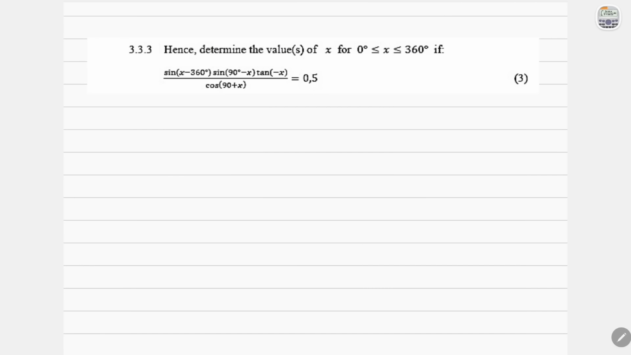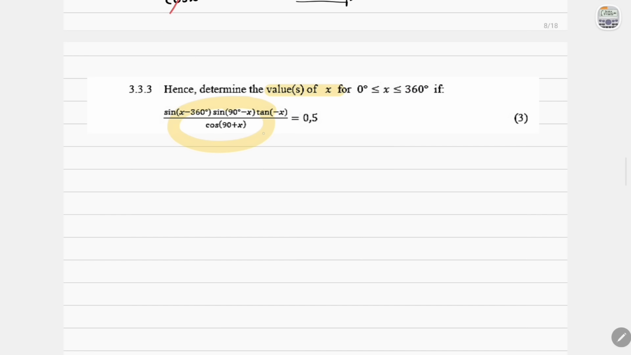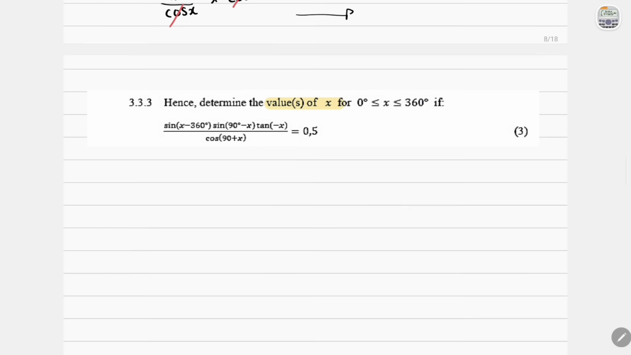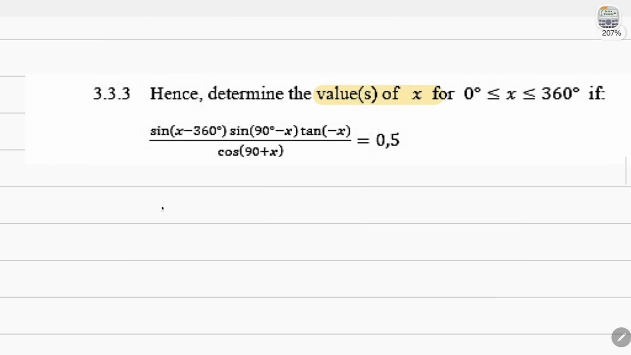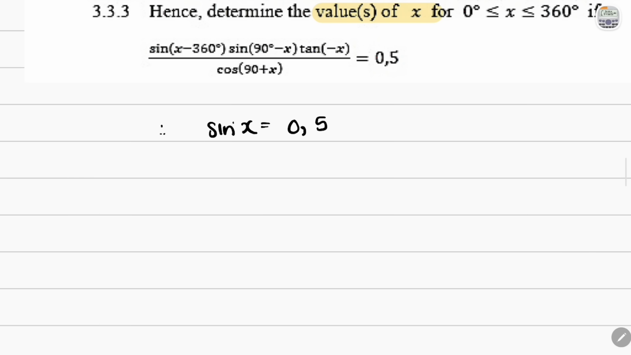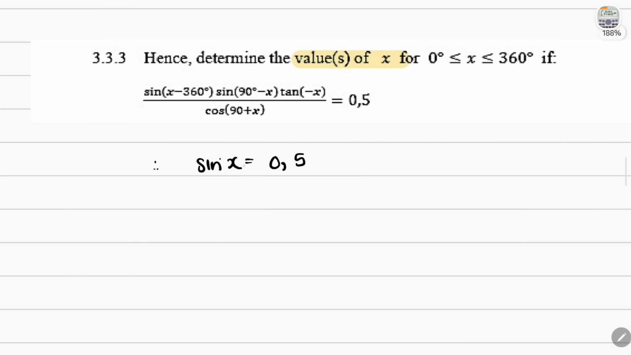Question 3.3.3 says, hence, determine the value or values of x where x is greater than or equal to 0 degrees but less than or equal to 360 degrees if this same expression is equal to 0.5, which is a half. So you see how this expression simplified to sine x. That would mean that this is simply sine x is equal to 0.5. And they want us to solve for x. In other words, find not really the general solution, but specific solutions between this interval.